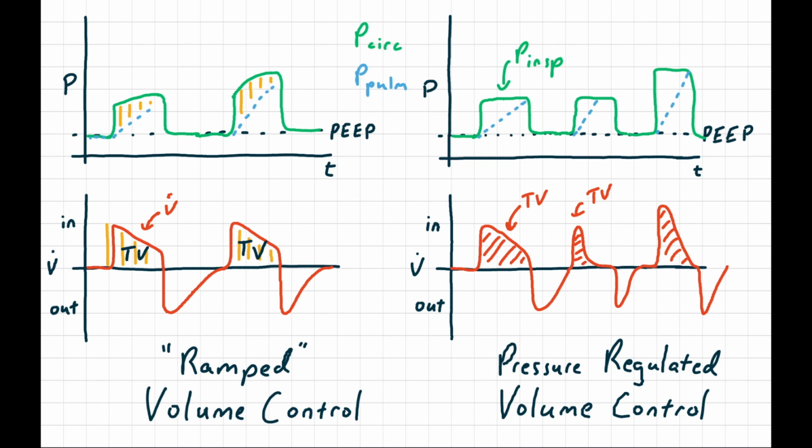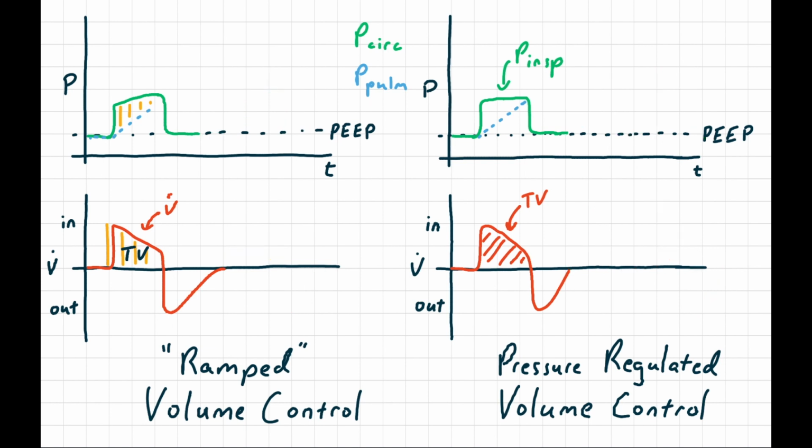So that's how these two modes respond to an acute decrease in pulmonary compliance. Now let's look at how they behave if the patient coughs during a breath. One more time, we'll start in ramped volume control on the flow time graph. Because flow is the limit variable, that graph will always look about the same.